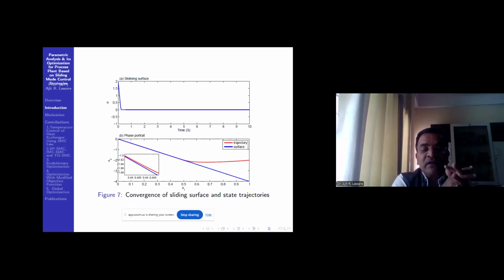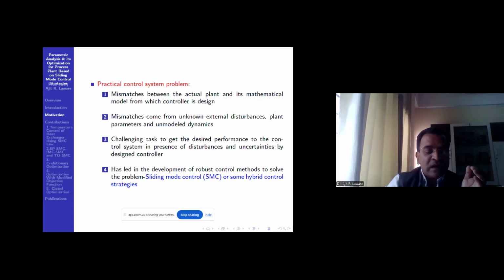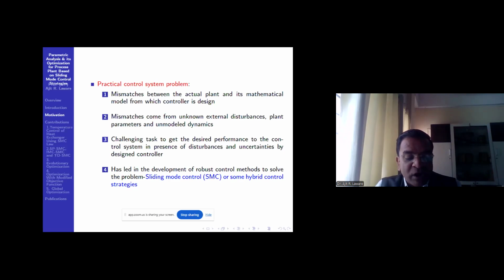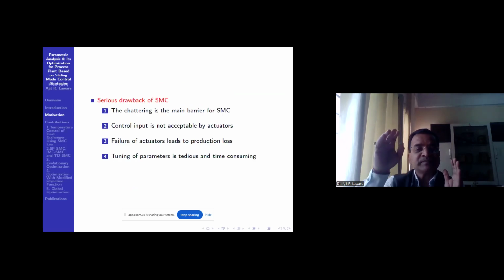Then this is the convergence of the sliding surface, and these are the state trajectories, which increase the smoothness of the convergence. As far as practical control system problems are concerned, model-plant mismatch, unknown disturbances, parameter variations, and unmodeled dynamics are the major problems, and hence there is a need to develop robust control methods like sliding mode or some hybrid control strategies.